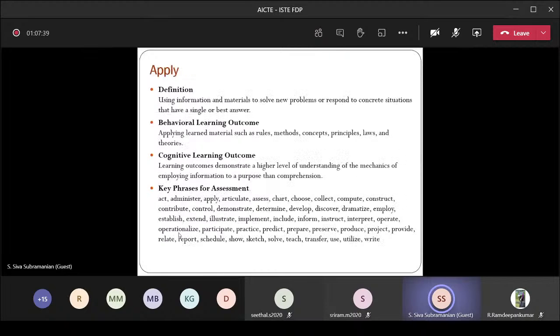Coming to the applying level, use the information and materials and then solve problems. You will have a formula where (a plus b) whole squared is equal to something. So when the values of a and b are given, you substitute in a squared plus b squared plus 2ab, and you get an answer, right? So that's what it is.